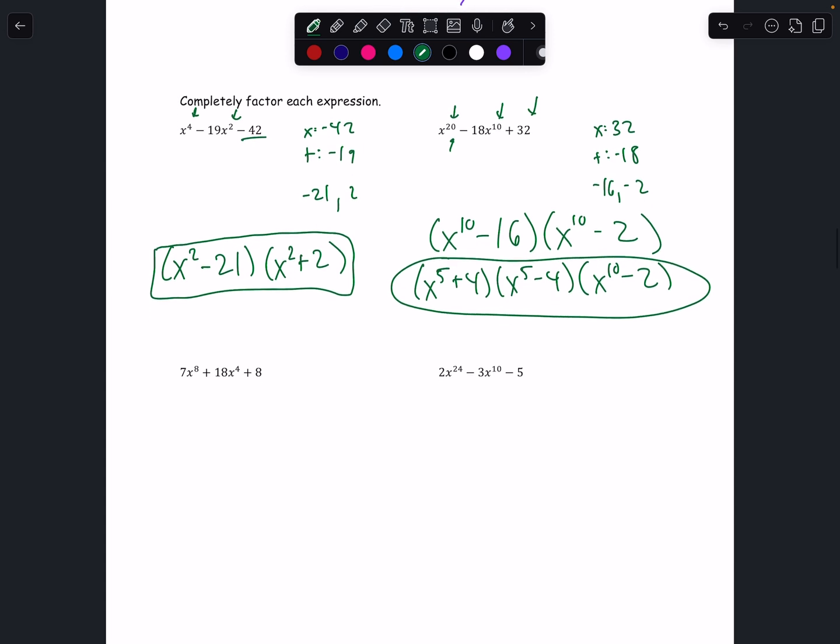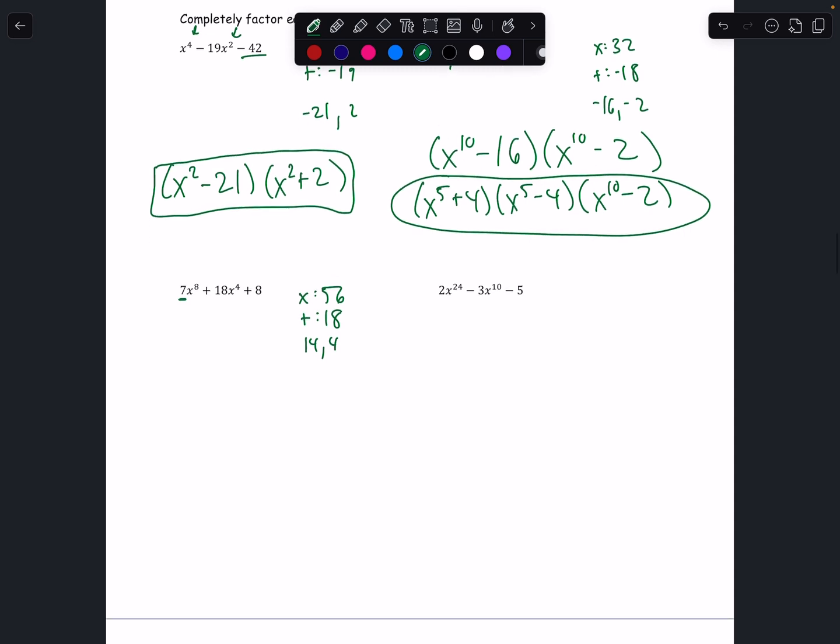The next one, 7x to the 8th plus 18x to the 4th plus 8. We do have the first term is double degree. This is the second term, and we're adding a constant. So we can factor this, but we have a lead coefficient that's 7. So we need two numbers that multiply to 56, the 7 times 8, and add to 18. If you were thinking 14 and 4, you would be correct.